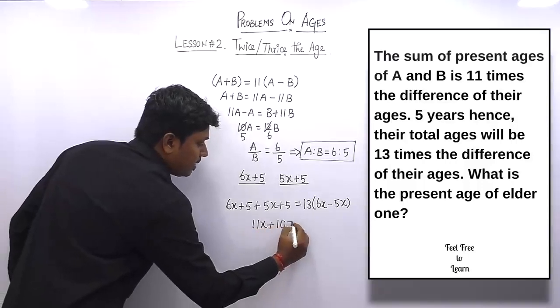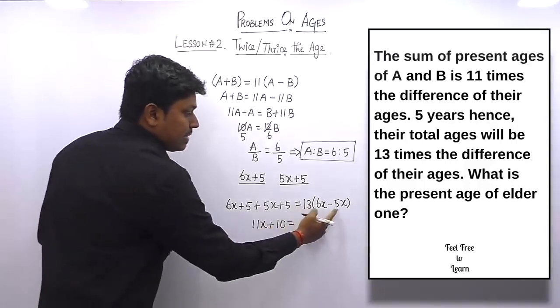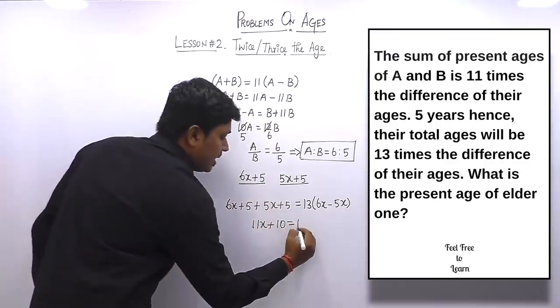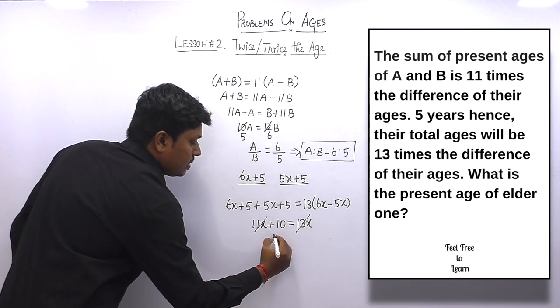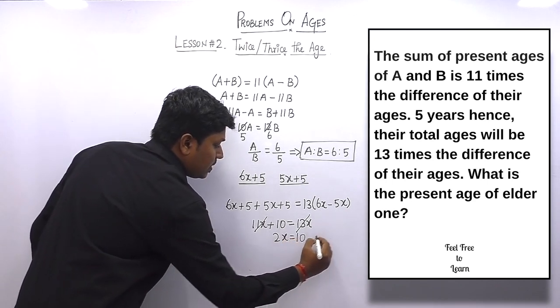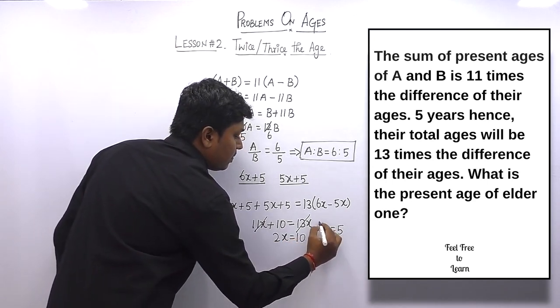5 plus 5 will be 10. So 6x minus 5x will be x, so 13x. So 13x minus 11x will be 2x. So 2x is equal to 10. So finally we got the value of x is equal to 5.